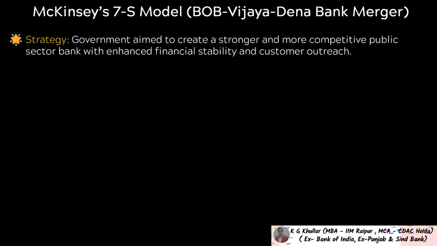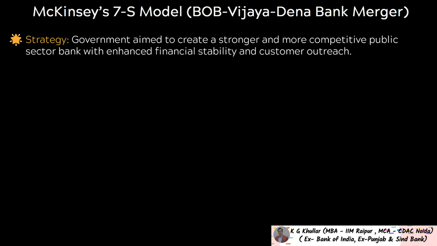So let's understand this by applying McKinsey's 7S model in banking for the Bank of Baroda, Vijaya Bank and Dena Bank merger. Friends, in 2019, the merger of Bank of Baroda, Vijaya Bank and Dena Bank was a significant restructuring in Indian banking. The McKinsey 7S model helps understand how this large-scale transformation was managed. So the first element is strategy.